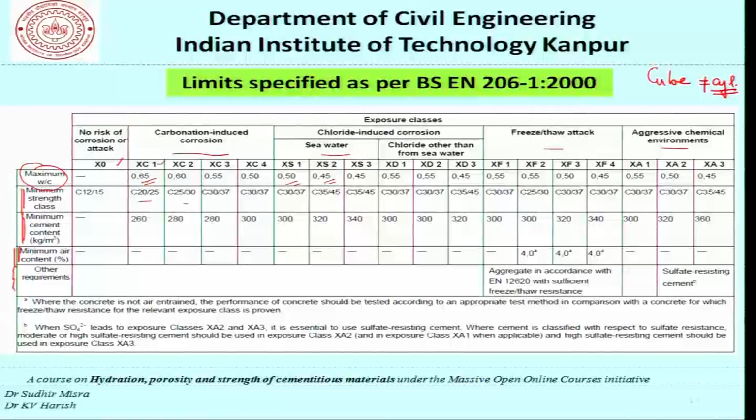Now, as far as the minimum cement content is concerned, again these values are 260, 280, 340 here and so on. As far as air content is concerned, you can notice that there is no requirement all the way down, except for situations where we are expecting freeze thaw attack of the severity of XF2, 3 and 4. In the case of aggressive chemical attack, in the case of XA2, XA3, this code requires the use of sulfate resisting cement.